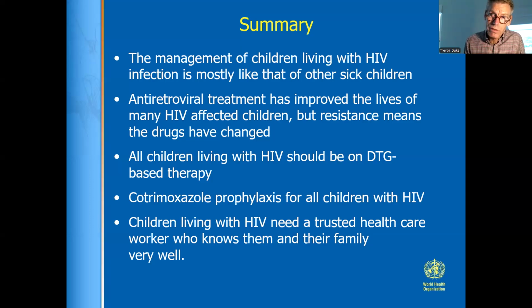For 25 years, we've known that cotrimoxazole prophylaxis is good for children with HIV, and that remains so. Even with more effective antiretroviral therapy, it's still important that children, at least for the first 5 years, and usually into adolescence, remain on cotrimoxazole, Septrin or Bactrim.